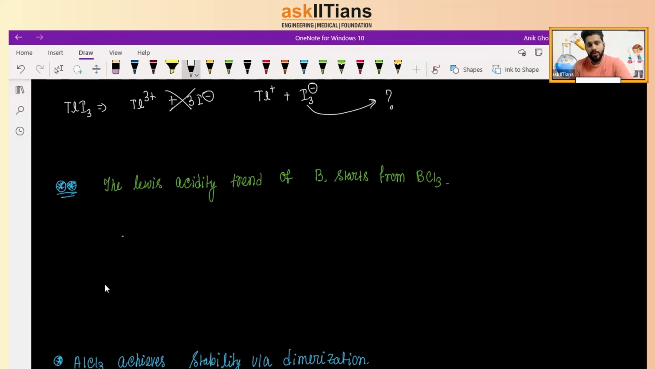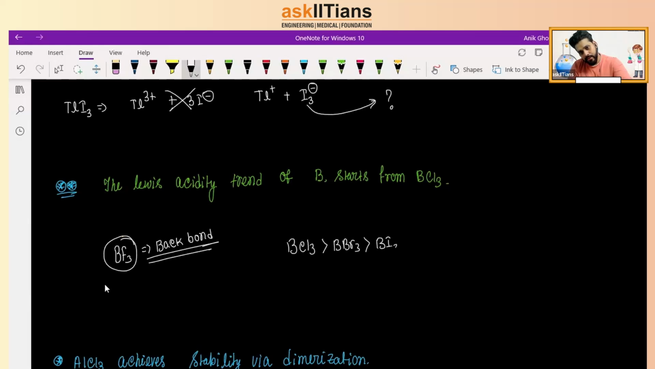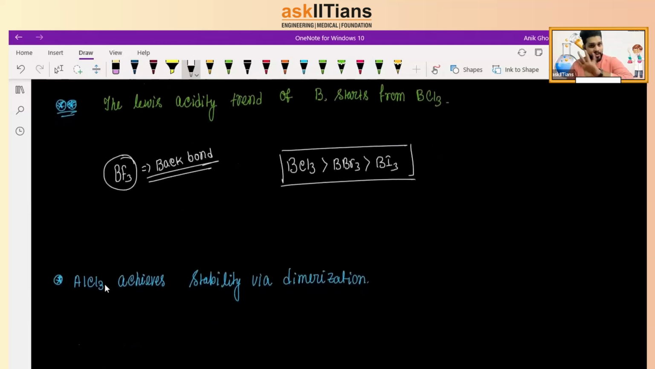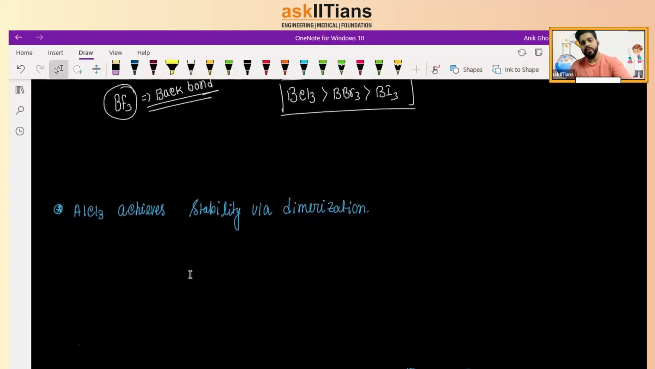I just told you guys that BF3 shows the concept of back bonding, correct? As a result, we don't consider it to be that strong a Lewis acid. So from BCl3 onwards, we consider that the Lewis acidity is higher. BCl3 would be the highest, then BBr3, then BI3. This is the Lewis acidity trend, correct? BF3 definitely doesn't show that much Lewis acidity at all. The next thing over here, guys, AlCl3 achieves stability via dimerization.